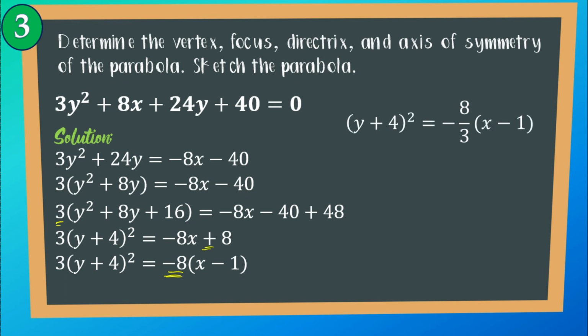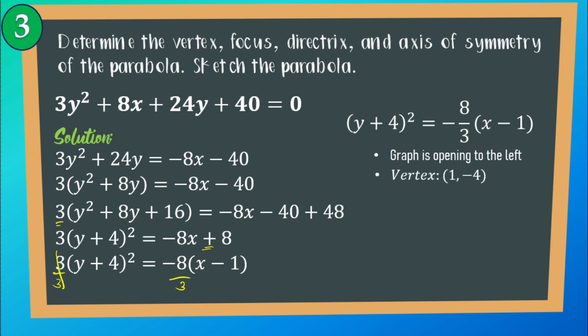So let's proceed. So magiging y plus 4 squared equals negative 8 over 3 times x minus 1. So divide lang natin yung 3 both sides. Okay, divide natin yung 3 both sides. So that's why cancel out na to. So ito na yung result. Okay, let's find the vertex. So since yung standard form is y plus 4 squared equals negative 8 over 3 times x minus 1, meaning to say opens to the left siya. Okay, since negative rin naman yung right side.